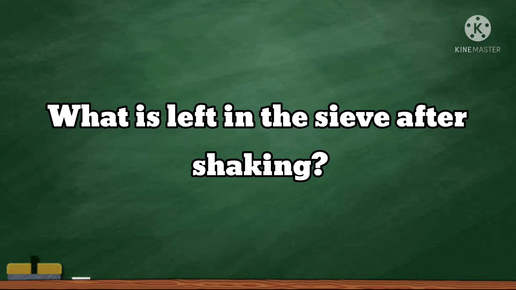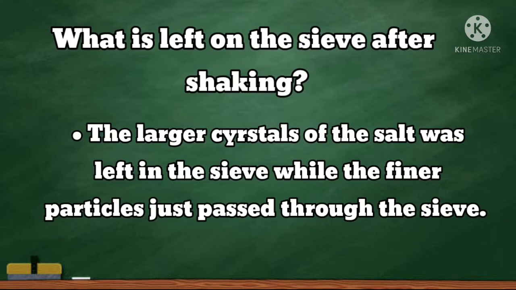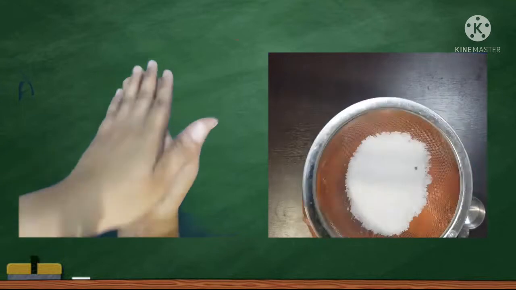Question: what is left in the sieve after shaking? Good job! The larger crystals of the salt were left in the sieve, while the finer particles just passed through the sieve. These two things that you did are related to evaporation and sieving, the techniques in separating mixtures.